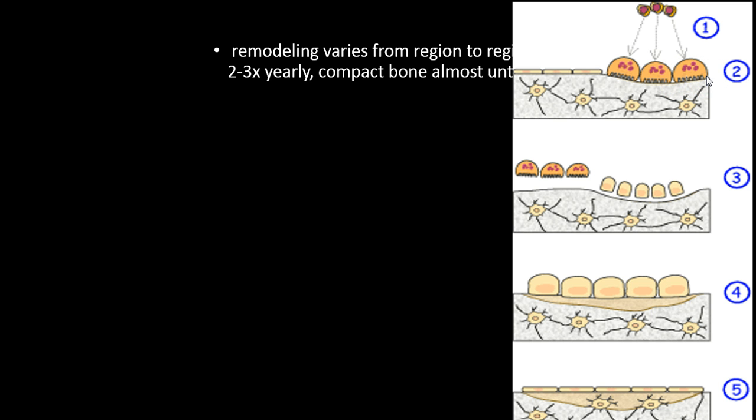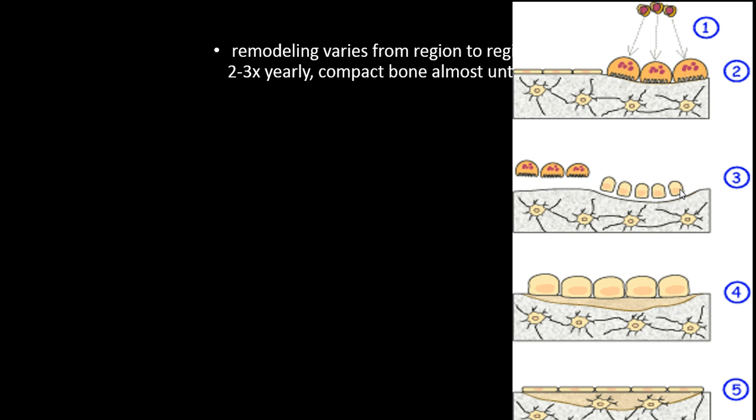Maybe this is the older bone matrix or an old osteon or something along those lines. Once they've dissolved enough of that, and by dissolving it, they actually remove some of the calcium and phosphate minerals, and it gets put back into the bloodstream. Well, once they've done their job, these osteoclasts leave, and the osteoblasts come in. The osteoblasts are the bone building cells.